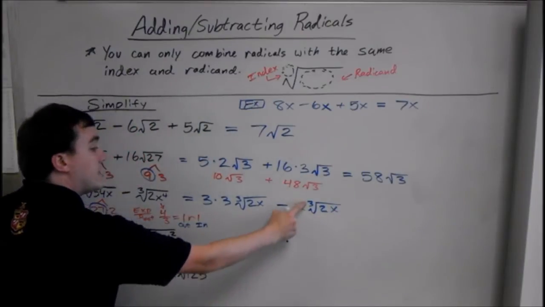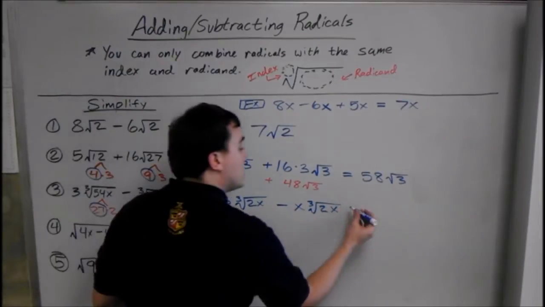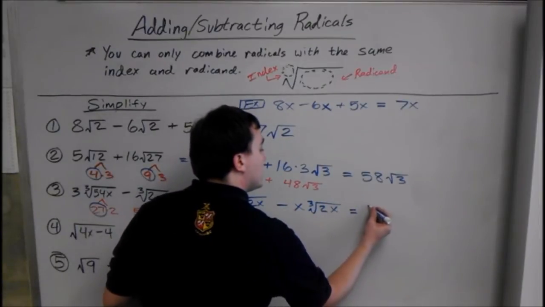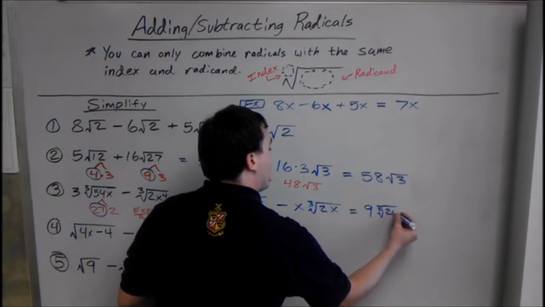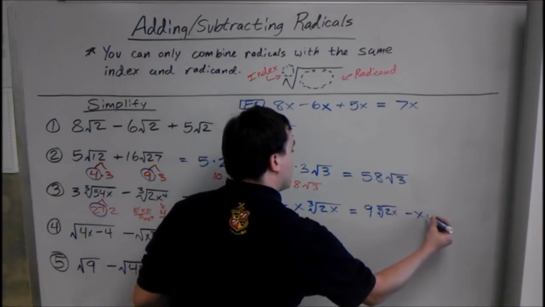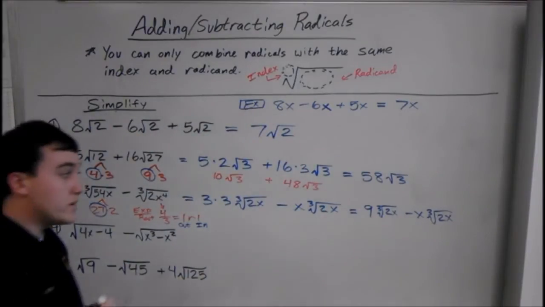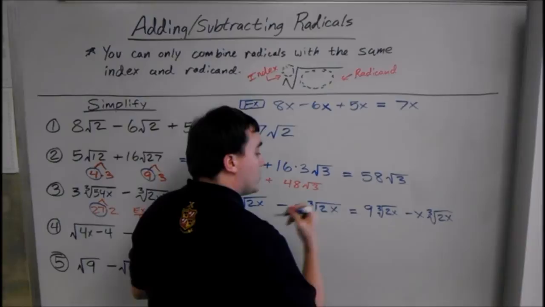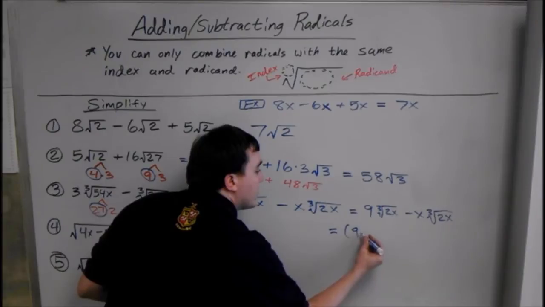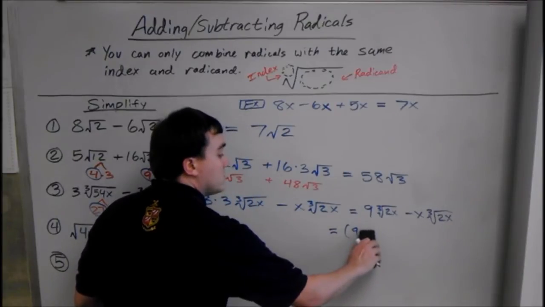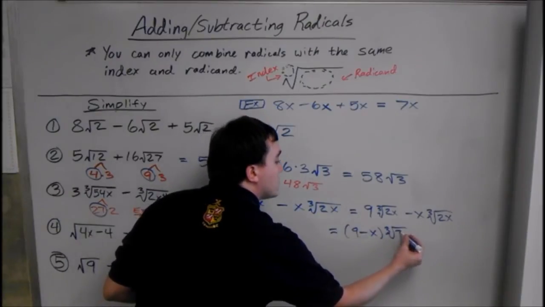And we do have the same index and radicand. So our answer, we know 3 times 3 is 9 cube root of 2x minus x cube root of 2x, which can be written one different way because we could factor out the cube root of 2x. We can also write this like this: 9 minus x, cube root of 2x.